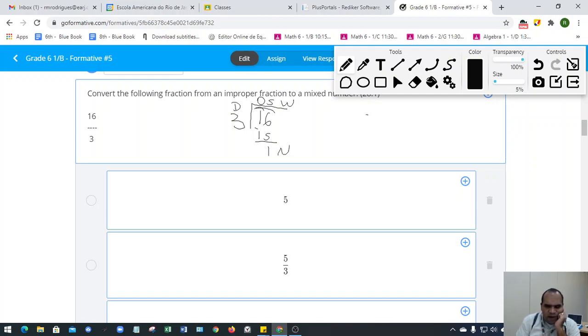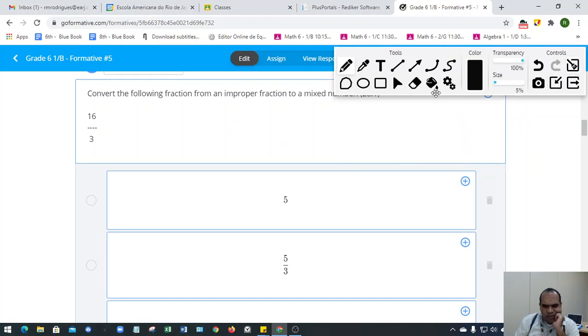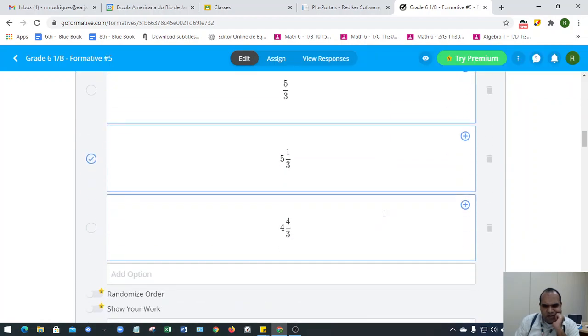Great. My whole number is 5. My numerator is number 1. My denominator is number 3. Here is my solution for this problem: 5 and 1/3. Great, do we have this in your options? Yes. If you notice, you move here, 5 and 1/3 over here.